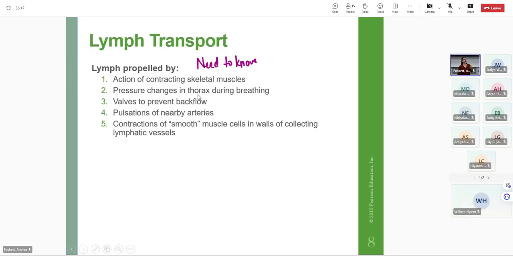Thoracic changes related to pressures, related to respiratory movements, that's going to help. The valves, we know that's going to prevent backflow as we're trying to return all of that lymph against gravity. And then, of course, arteries in the vicinity as well can help with return of that lymph, right? So it's got its own muscle cells that will help with the return of lymph, but you have a lot of extrinsic factors that are helping that movement as well, okay?